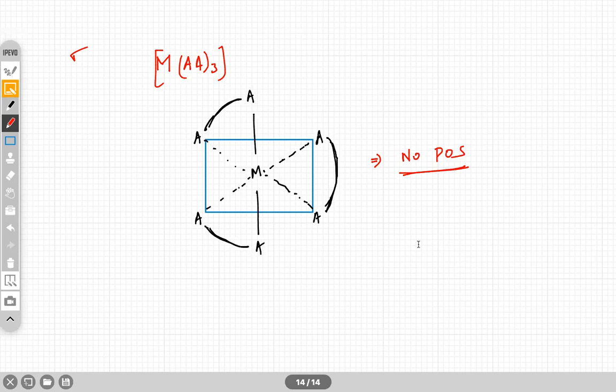So actually what happens here, you may get the mirror image of this A over here. Suppose it is out of the plane and it is below the plane. So this MA bond is coming above this diagonal, right? It's just above it. And this bond is below this diagonal. Yes or no? Can you imagine this? Yes, sir. Right? That's why plane of symmetry is not possible in this one.